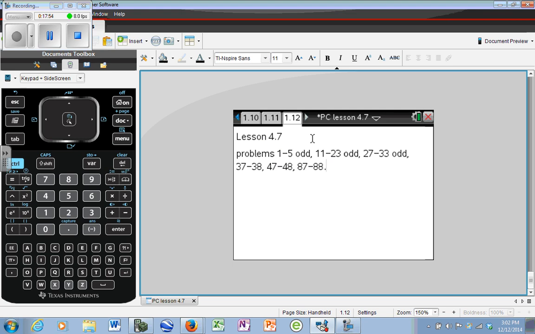So here's what you got to do. 1 through 5, odd. 11 to 23, odd. Oh, you can read. So there you go.